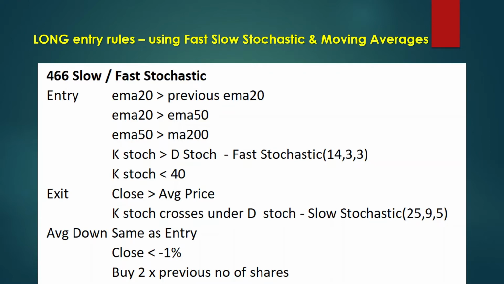We also look at the fast stochastic with the parameters of 14, 3, 3, when the K line is greater than the D line. When it crosses over, that's when we enter. And also when the K stochastic is less than the value of 40.